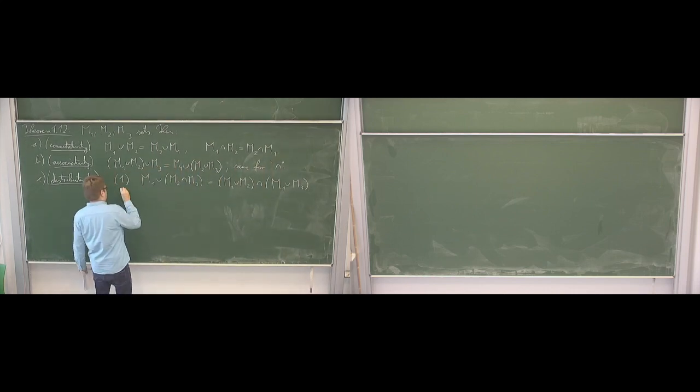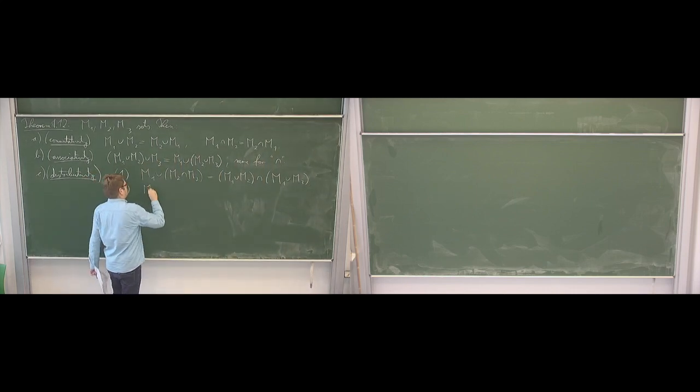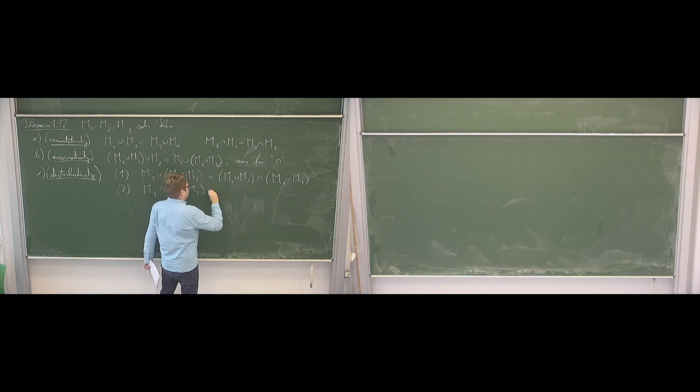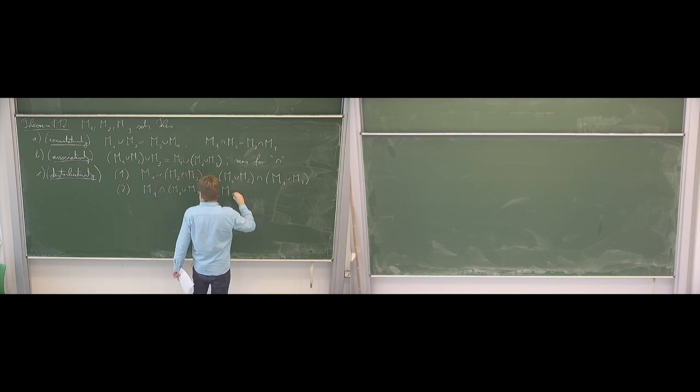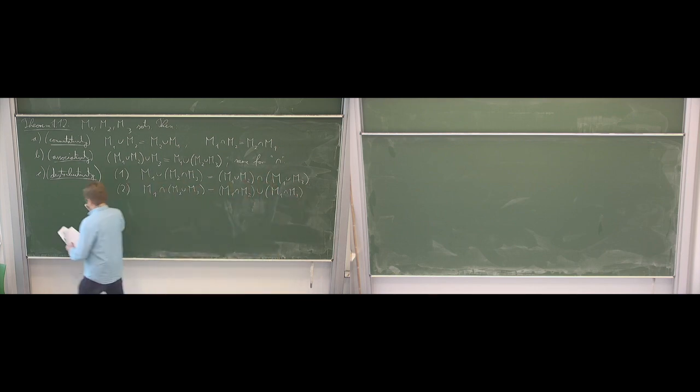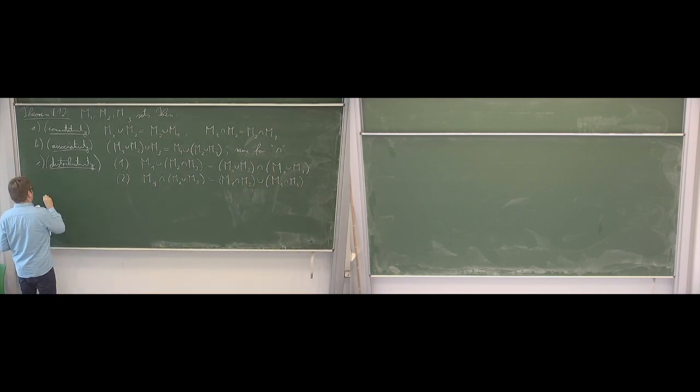And secondly, the same holds with exchanging the symbols. If I take the intersection of M1 with the union of M2 and M3, this is the same as the union of the intersection of M1 and M2 with the intersection of M1 and M3. Not that obvious, takes a little time to think about, but I will say a bit about this in a moment.